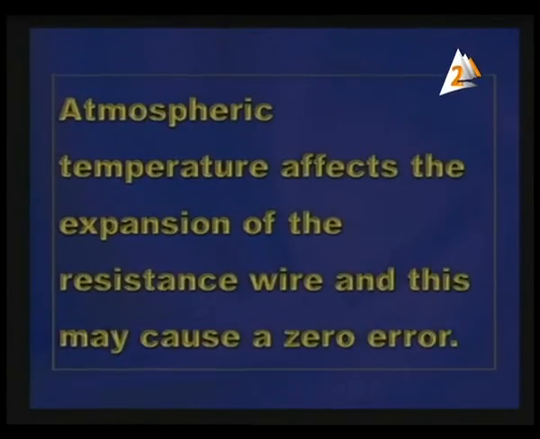Okay, we're talking about disadvantages of the hot wire ammeter. Atmospheric temperature: the temperature of the surroundings affects the expansion of the resistance wire, and this may cause a zero error. This is another point of defect here.